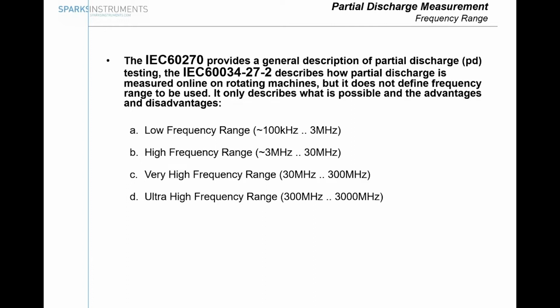We have put together a summary from the IEC standard. The IEC standard for rotating machines is 60034-27-2. This is online partial discharge measurements on rotating machines. So they basically make four categories. They talk about the low frequency range, high frequency range, very high frequency range, and the ultra high frequency range.